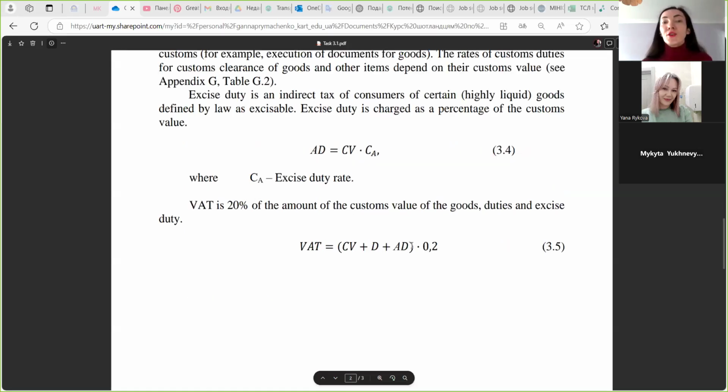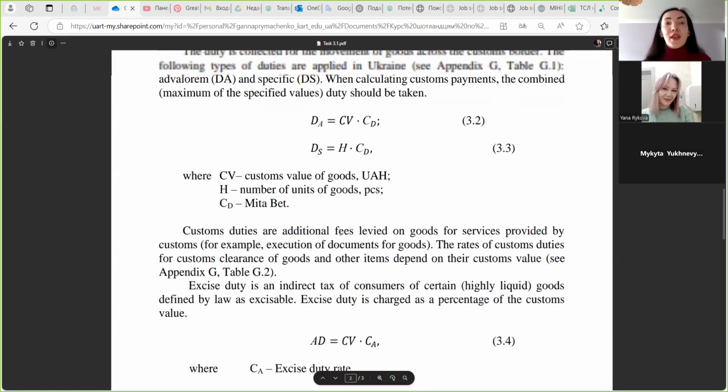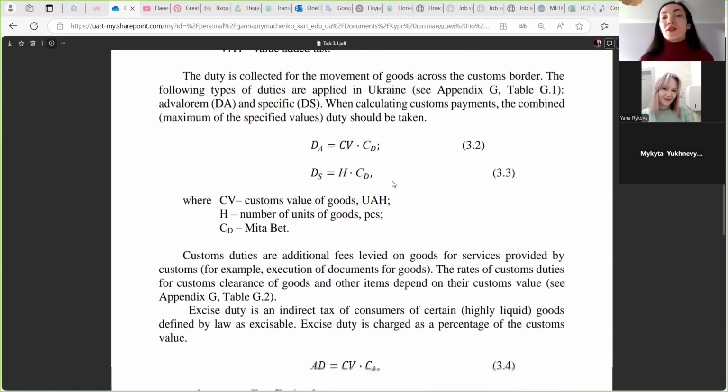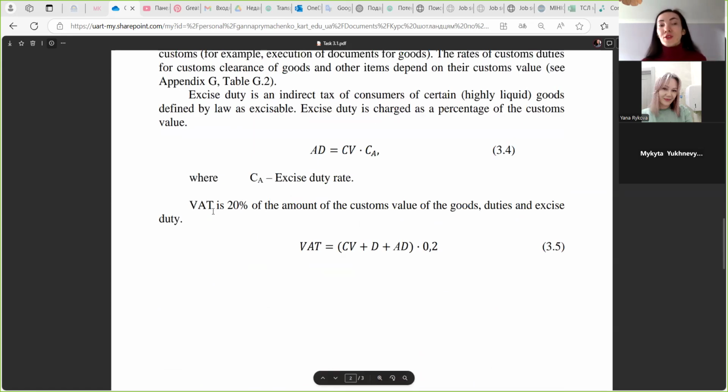Okay, our second part of our lessons, and I share my screen with our formulas. So we need to calculate such parameters as value added tax. We have the same parameters in Ukraine as in other countries. We need to calculate it as 20% of the sum of the customs value of the goods, duties, and excise duty. So please write on your paper or in your electronic documents what VAT is equal to.